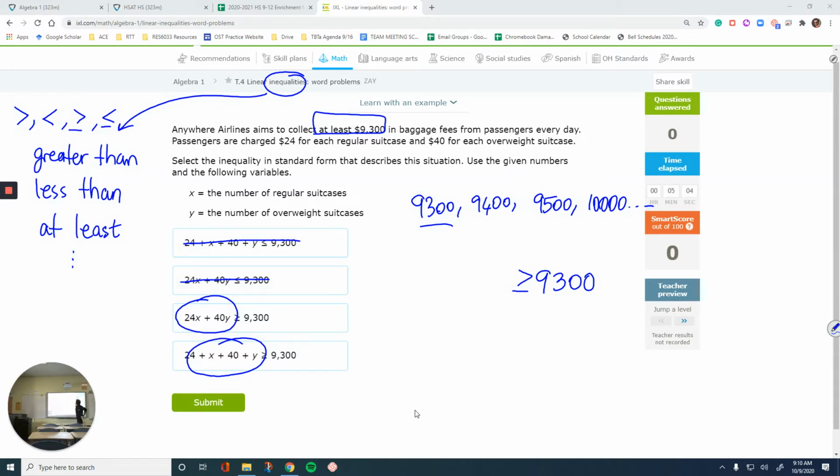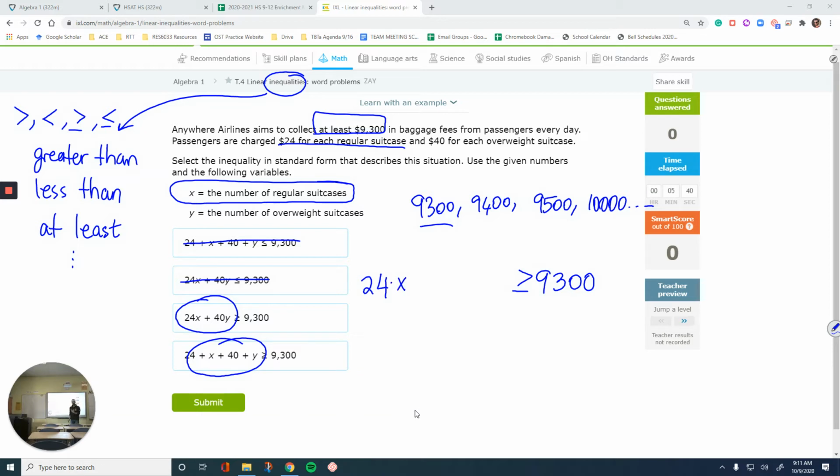So let's read. In baggage fees from passengers every day, passengers are charged $24 for each regular suitcase. And look at this right here: $24 for each regular suitcase. Do we know how many regular suitcases they have? We don't know that. So they gave us this. For the number that we don't know, use the x for regular suitcases. And each one of them is $24.